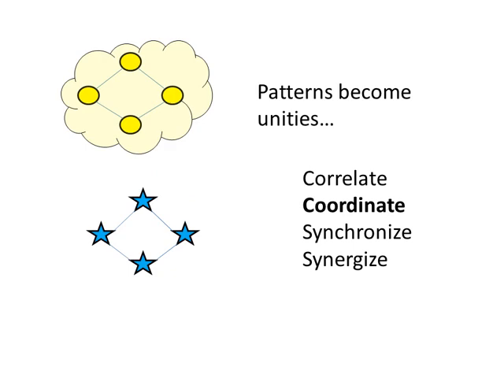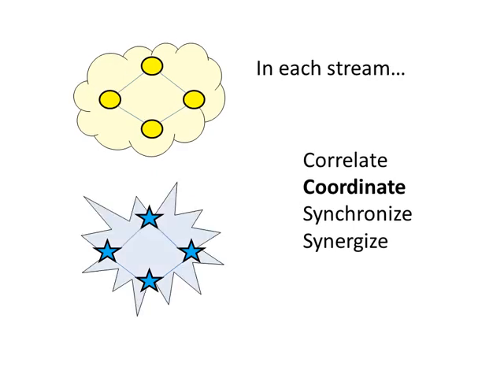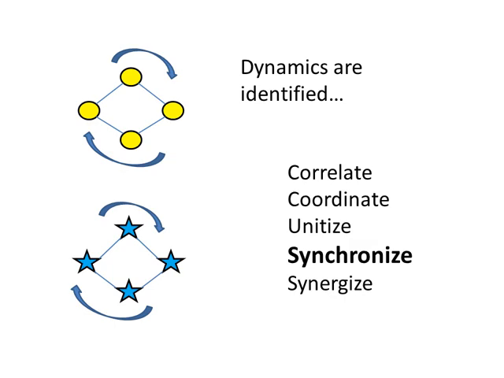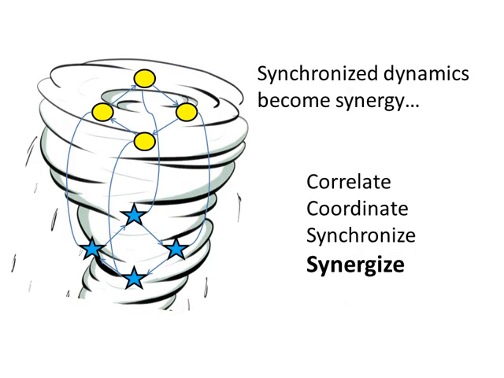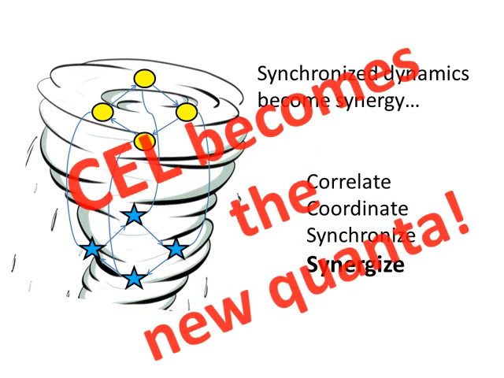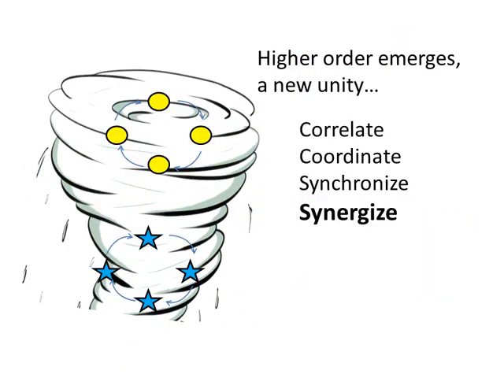Patterns become unities as the dynamics of the whole supersedes the sum of the parts in each stream. They coordinate as whole units. The learner recognizes the synchrony of the dynamics. A cell is born. For the learner, processing a cell is more efficient than processing the parts. The lower level system order is maintained by virtue of the cell dynamics.